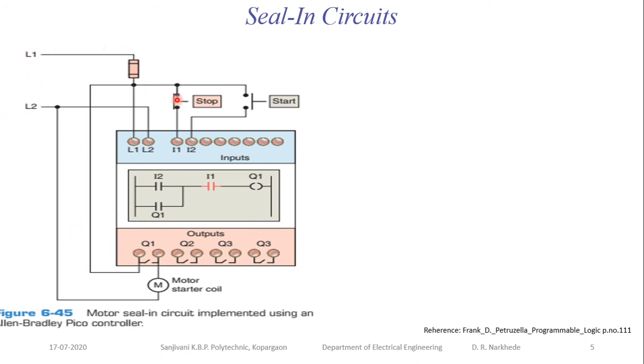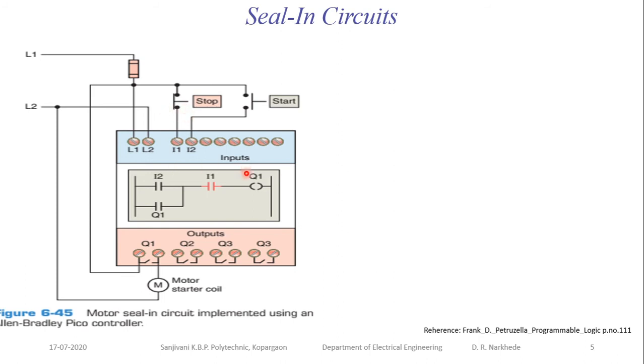To the input module we are connected to the I1 switch. To input number 1 I have connected the stop button, and to input number 2 I have connected the start button. Now when the start button is pressed, the motor will start, and when the stop button is pressed, the motor will stop.